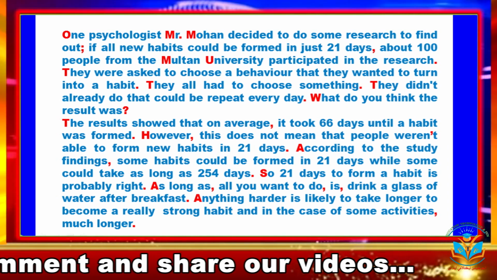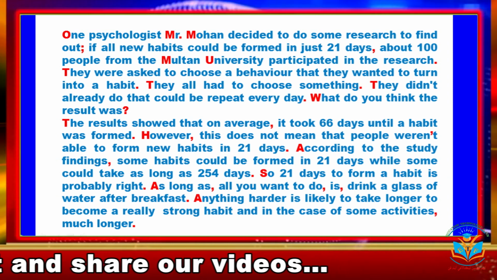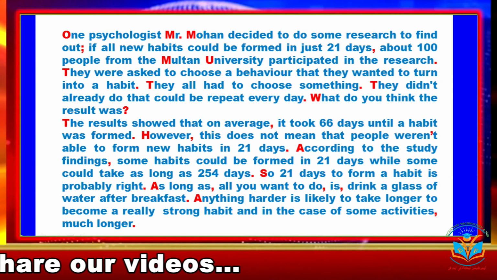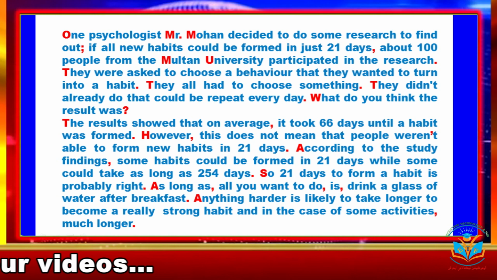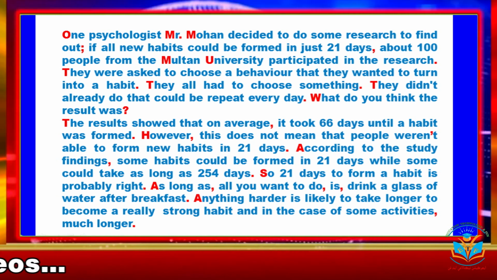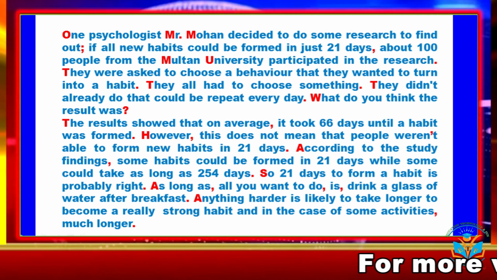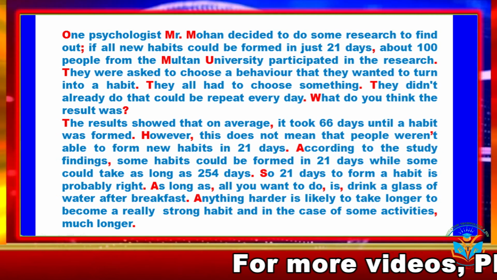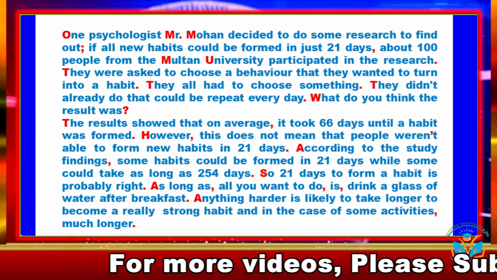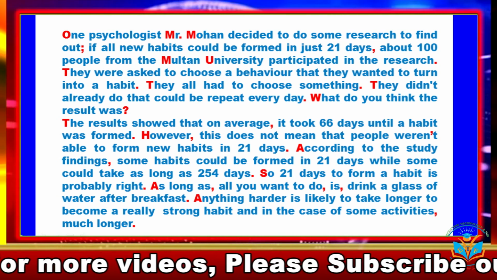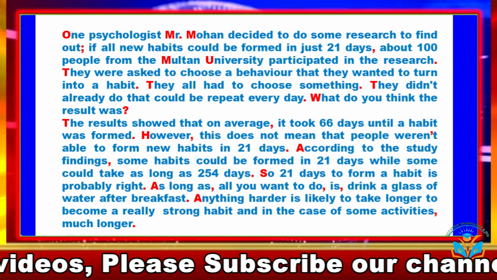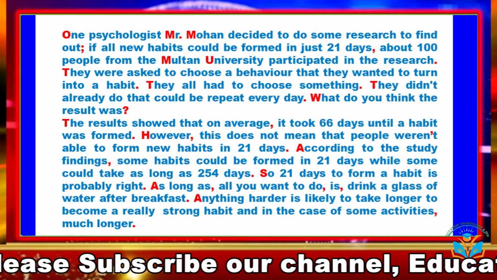They were asked to choose a behavior that they wanted to turn into a habit. They all had to choose something they didn't already do that could be repeated every day. What do you think the result was? The results showed that on average, it took 66 days until a habit was formed. However, this does not mean that people weren't able to form new habits in 21 days.